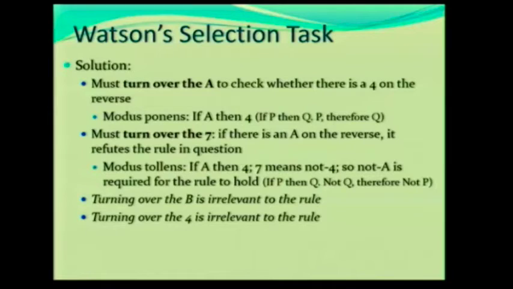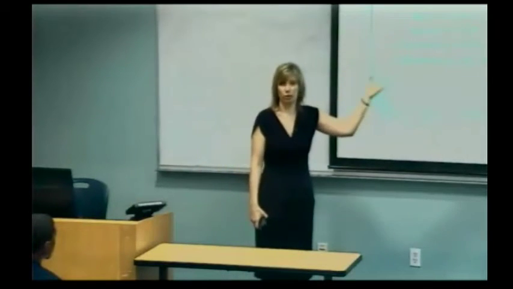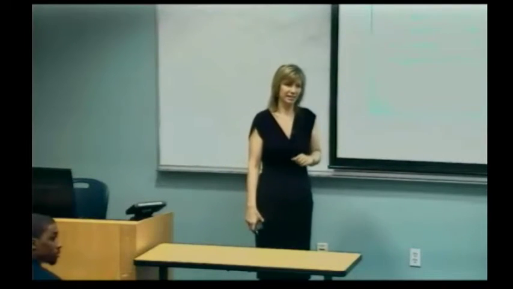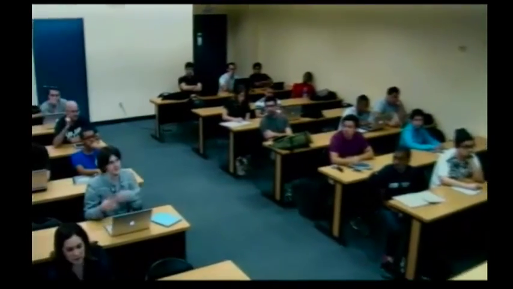We also must turn over the 7. Why is that? Because if the 7 had an A on the other side, then the rule would be broken. Yes? The rule doesn't state that it can only have a 4 on the A. It just says that if there is an A, there has to be a 4 on the other side. So not that it only has to have a 4. It could also have a 7 that wouldn't refute the rule.